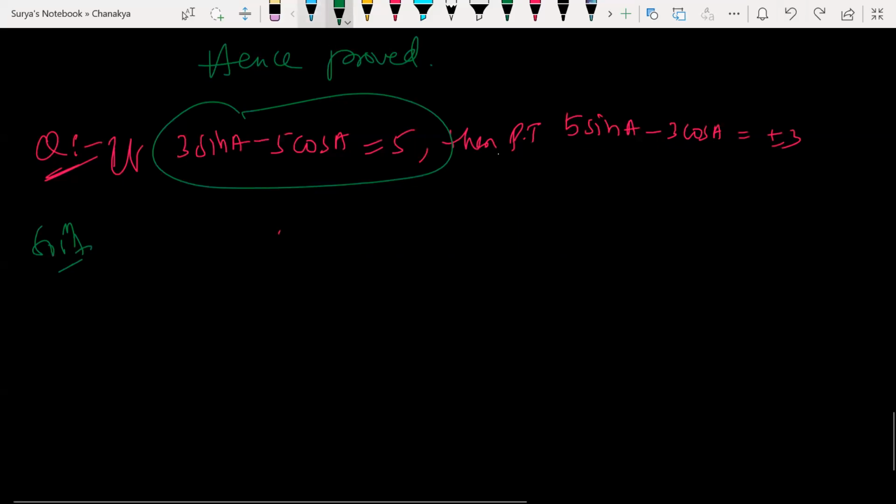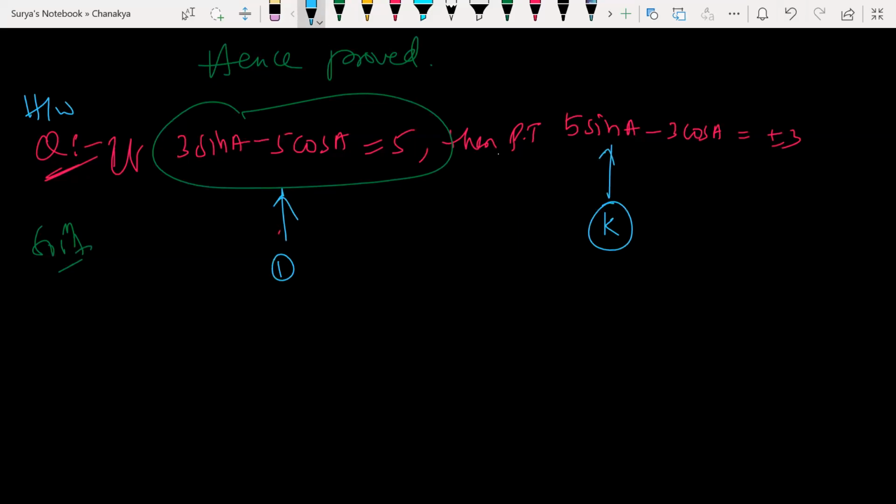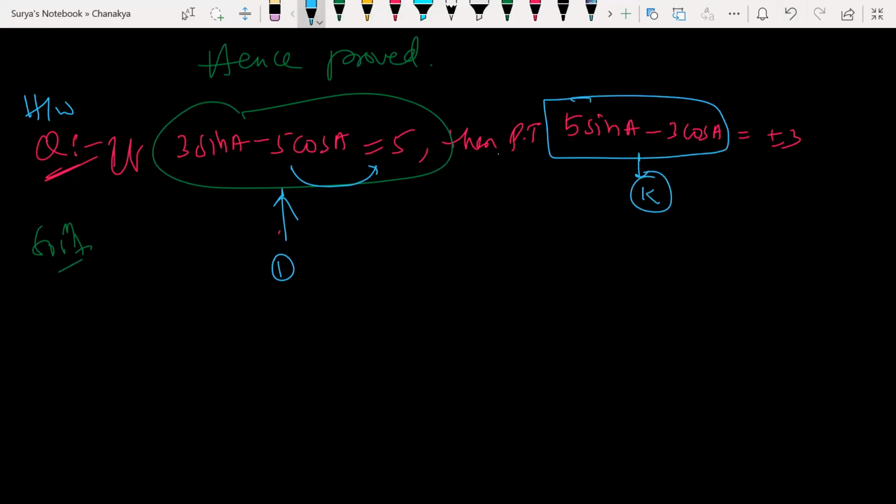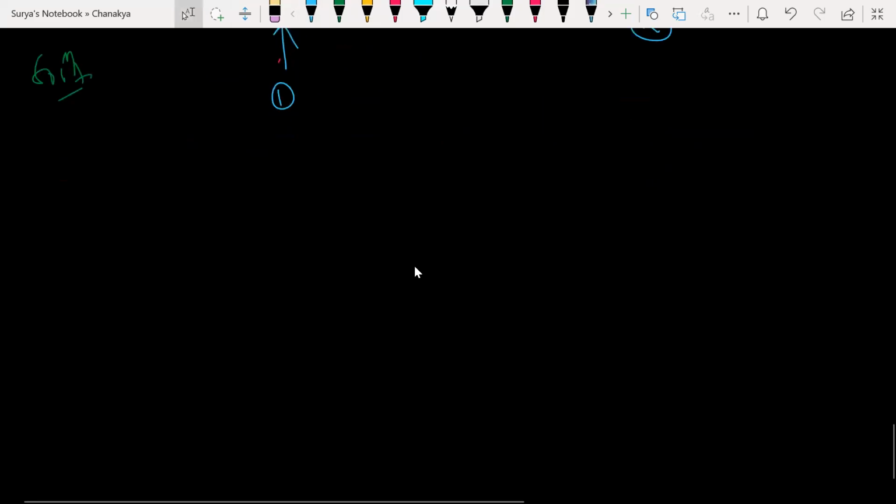Same concept. This is also homework. What do you have given? This is the first equation. This is equal to 5, given, boys. Let us take this as k. Now squaring on both sides, add both the things. You will get plus or minus 3. Hope it is clear. Next question. Take this question and solve it at home.